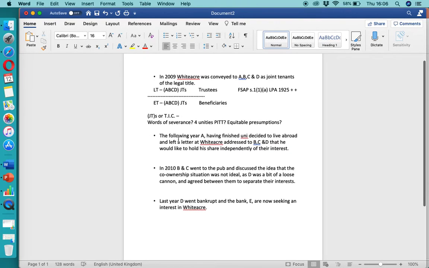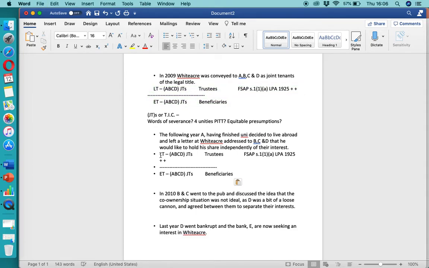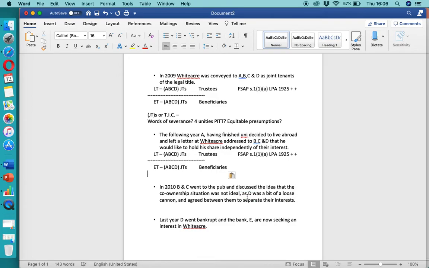Okay, so the next thing that then happens is the following year, A, having finished uni, decided to live abroad and left a letter at Whiteacre addressed to B, C and D that he would like to hold his share independently. So with it being something like a maths problem, I'm going to drop it down there and carry on working with it below. I'm going to take that stuff away, but that's what you would always do at the start of any problem question. Articulate who your owners are with the right document, etc., etc.